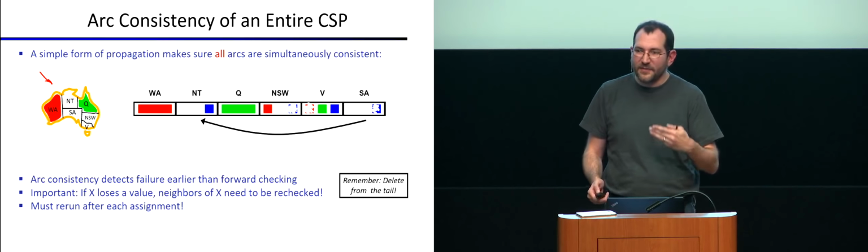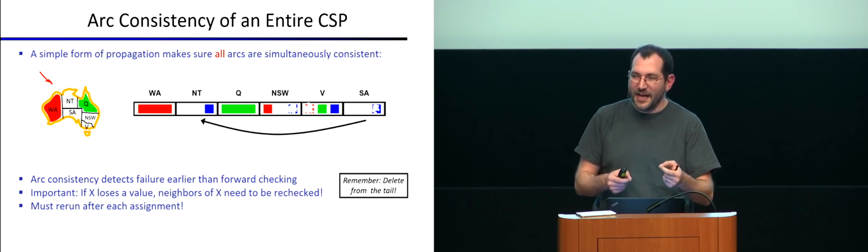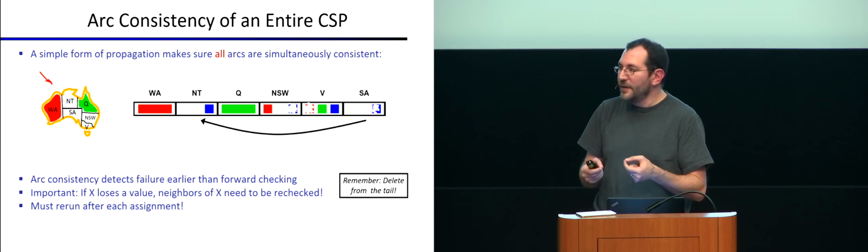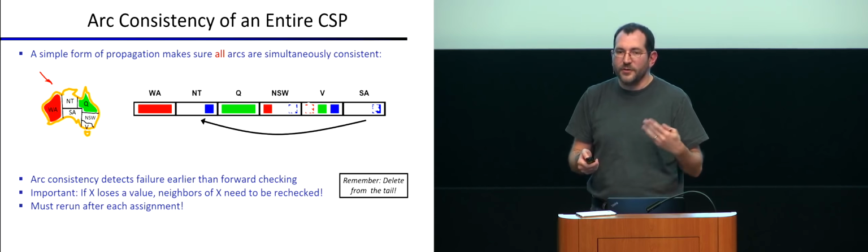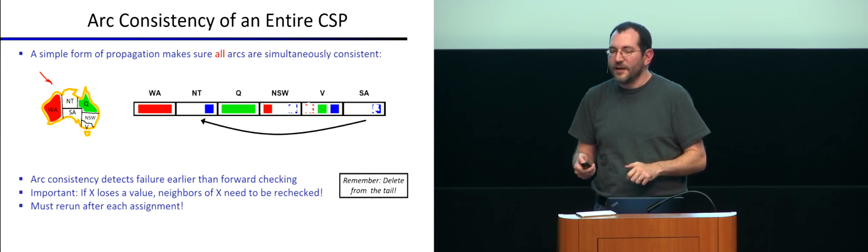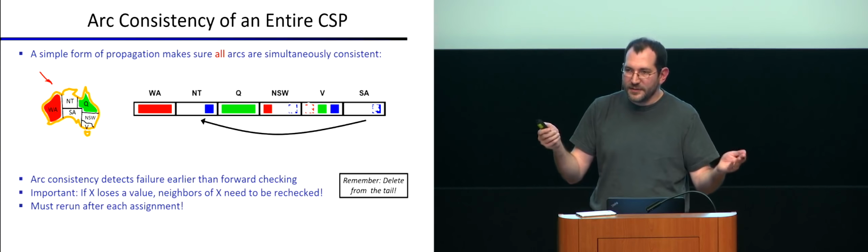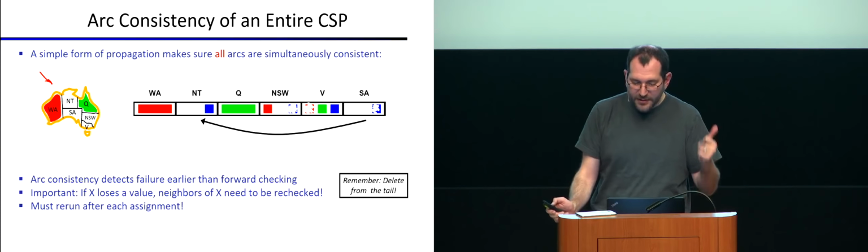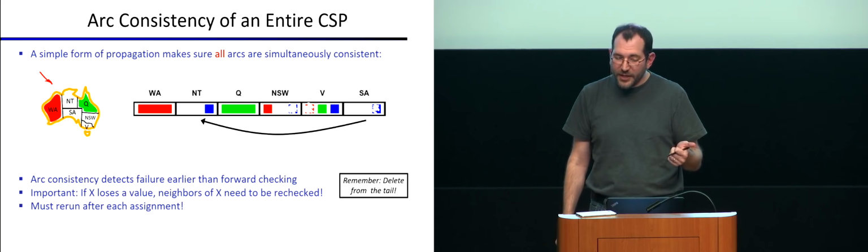That's actually okay, because every time you visit it, it's because its head has fewer values in its domain than it did before, and so you can't visit it an indefinite number of times. You can only visit it size-of-domain number of times. So arc consistency detects failure earlier than forward checking.